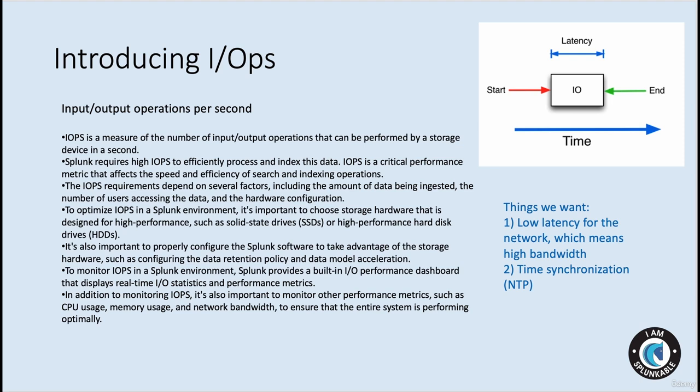So you want to have higher IOPS for your hot and warm buckets than you would for your cold buckets, and definitely not be concerned about IOPS for your frozen buckets, as those are non-searchable and they're just going to be sent off for long-term storage. So this should be applied to thinking about how we can search our buckets faster, mainly hot and warm buckets. Splunk requires high IOPS to efficiently process and index the data. It's a critical performance metric that affects the speed and efficiency of search and indexing operations.